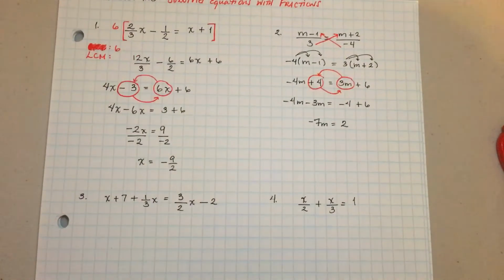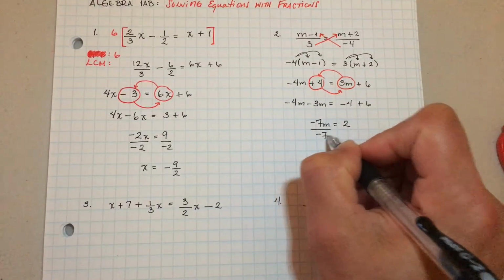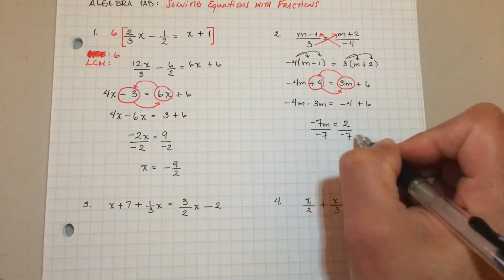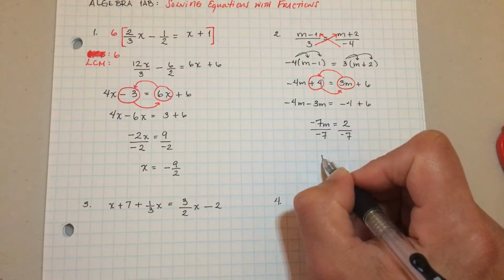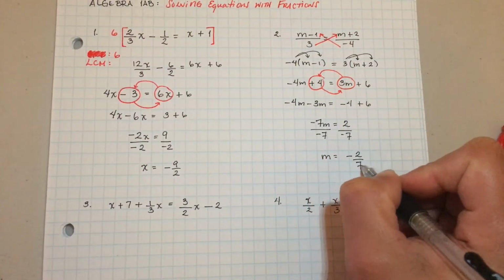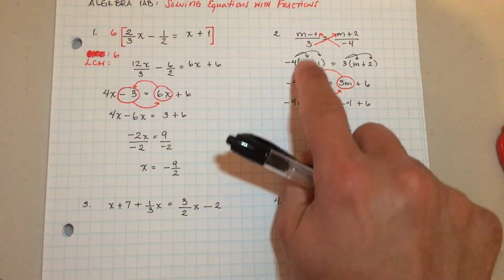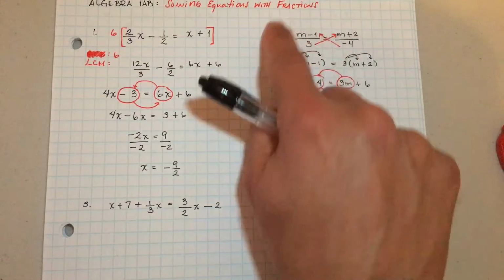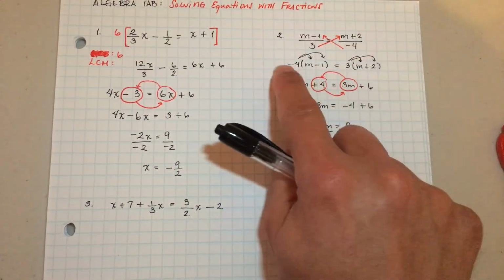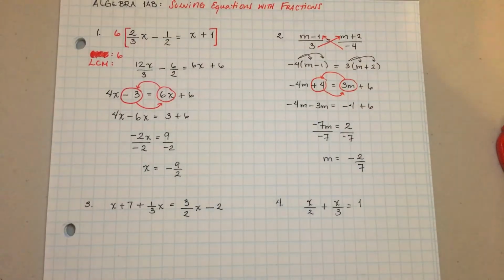Okay. Lastly, we're going to divide by negative 7. Negative 7 divided by negative 7 is a positive 1. That gives me m equals negative 2 over 7. Okay, and that's it. So you notice how I had to cross multiply, it becomes this, I distribute, and then I keep solving.